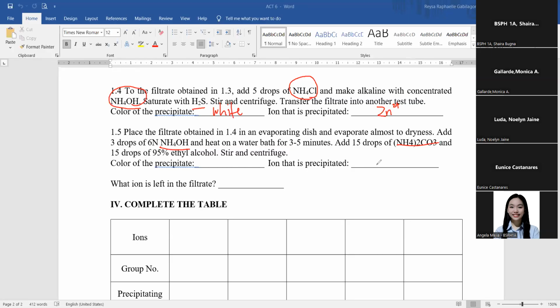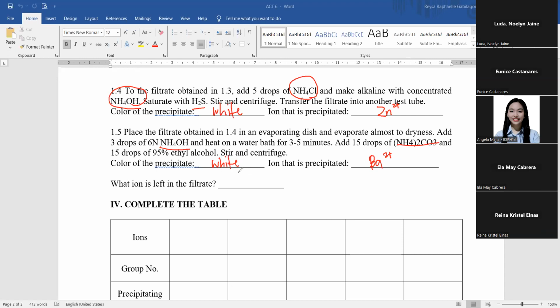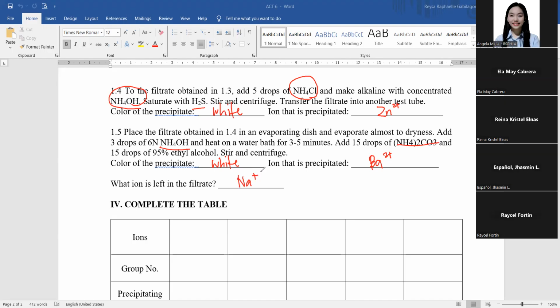And then after that, nag-add ng ammonium carbonate and then the 95% ethyl alcohol. So this time, what ion was precipitated? So, pwede ko natawag. Yes, Shaira. Barium po. Okay, barium. Okay, and what color was the precipitate? Yes, Monica. White po, ma'am. White. Okay, so this is also white. So what ion was left? Yes, Angela. Sodium po, ma'am. Okay, so ang naiwan was sodium.